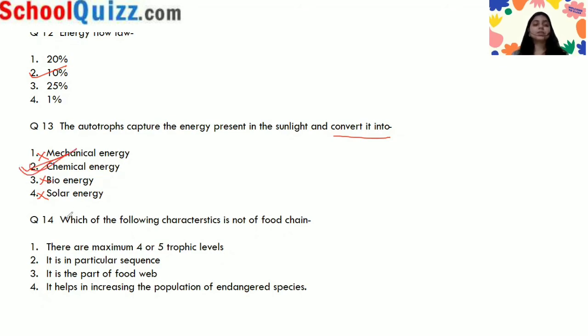Which of the following characteristics is not of a food chain? The question is asking not. So you have option 1, there are maximum 4 or 5 trophic levels. This is somewhat correct. Option 2, it is in a particular sequence. This is also correct. It is a part of a food web. This is also correct. It helps in increasing the population of endangered species. This is wrong. So the answer will be option number 4.